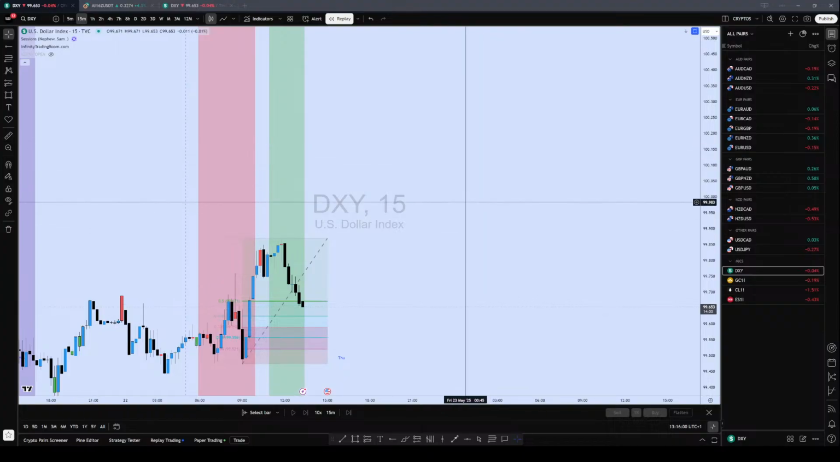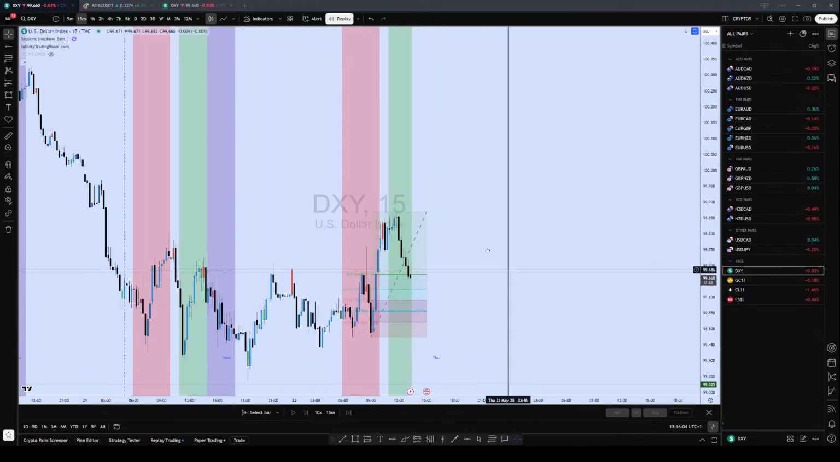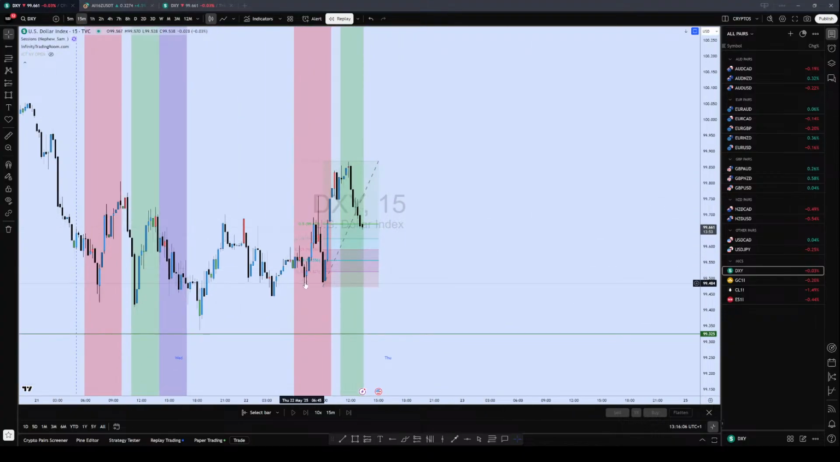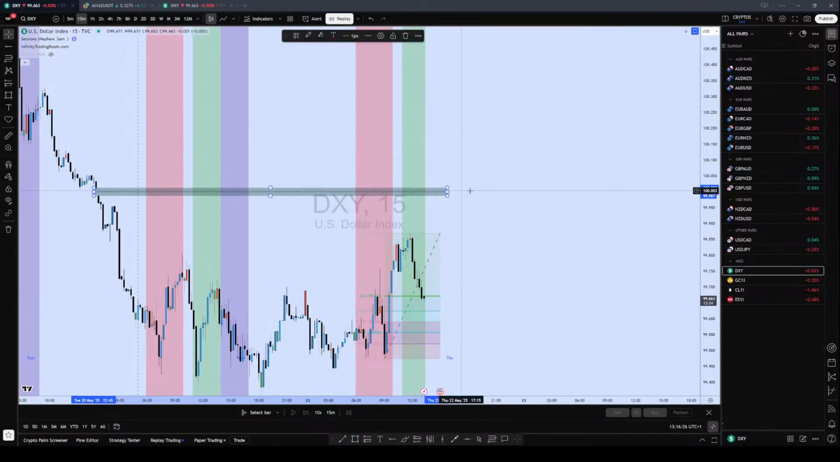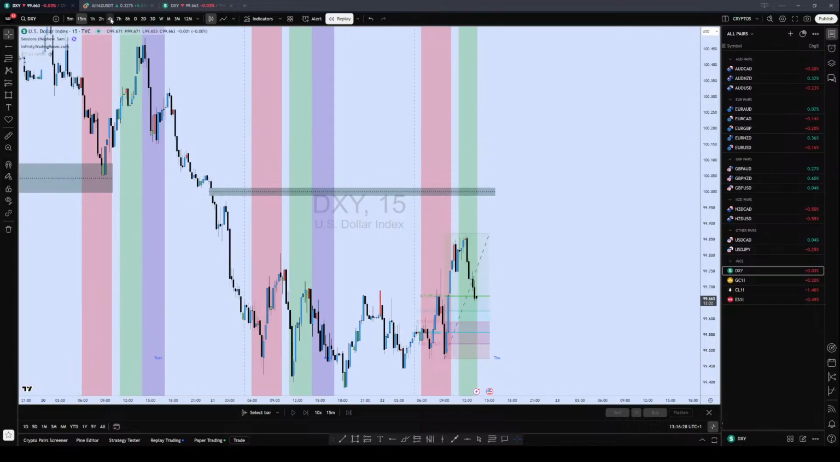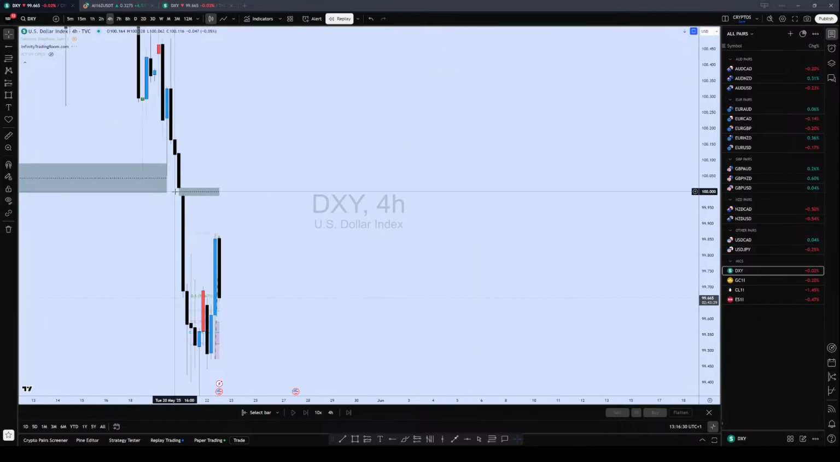So we are looking at the dollar index, and we had a shift this morning going above this New York session, movement down. They managed to close above it, so I'm kind of expecting price to trade to this volume imbalance over here, which on the H4 it looks like this.